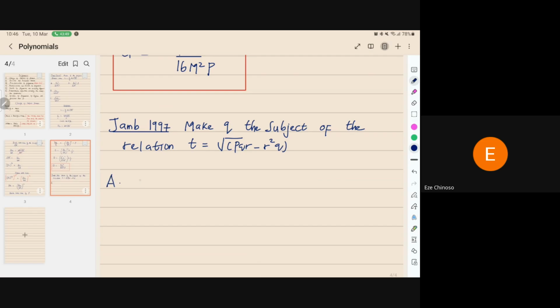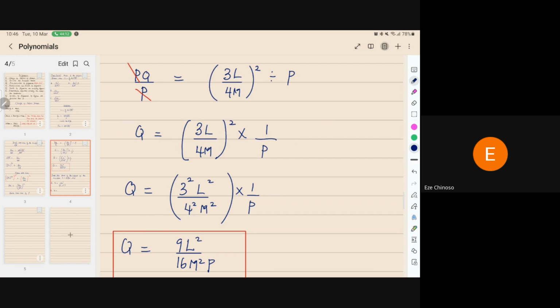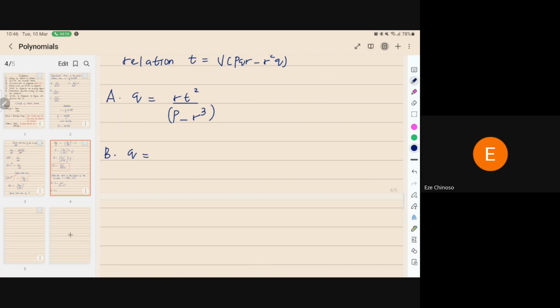And they gave us the options. A, they said Q is equal to RT squared over P minus R cubed, then you close up the brackets. Now you have the B part of things. For the B part, let me create a new slide. So I'm solving just 3 questions on this, and then I move over to the remainder theorem, factor theorem and divisions as well. So B is T squared all over P minus R squared, close brackets. Then the C part has Q equal to RT divided by P minus R cubed, you close the brackets.